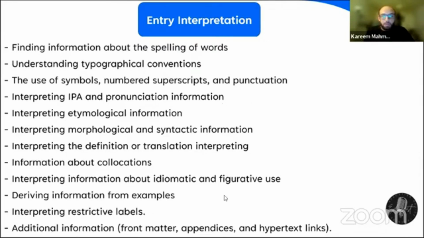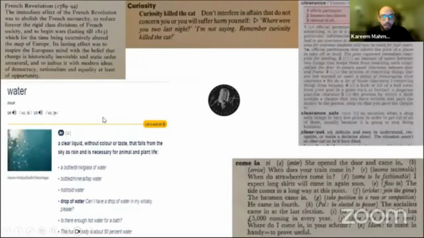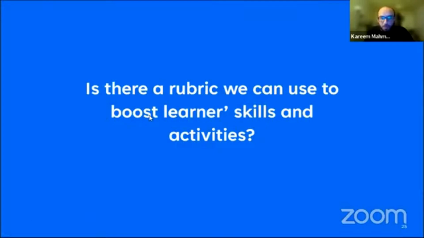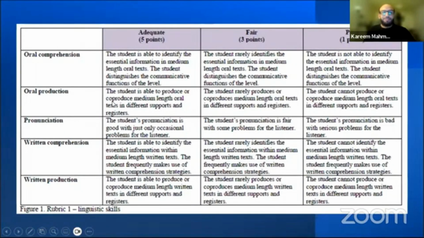Okay, Muhammad, hold a second. I'm giving you... Muhammad, can you raise your hand? Okay. So, Muhammad, now you are the host.